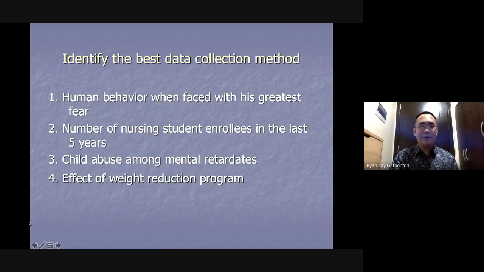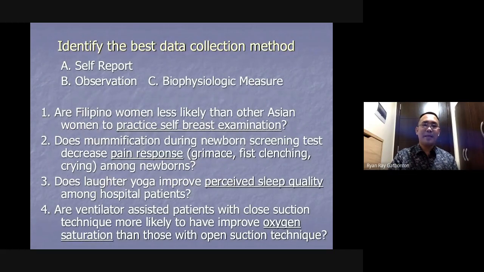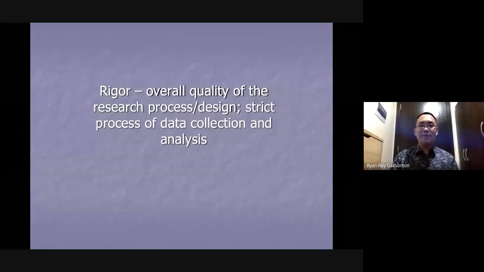Number four, the weight reduction program, its effect can be best measured by a biophysiologic measure. So you weigh the respondent. Okay? Now we're done with data collection method.